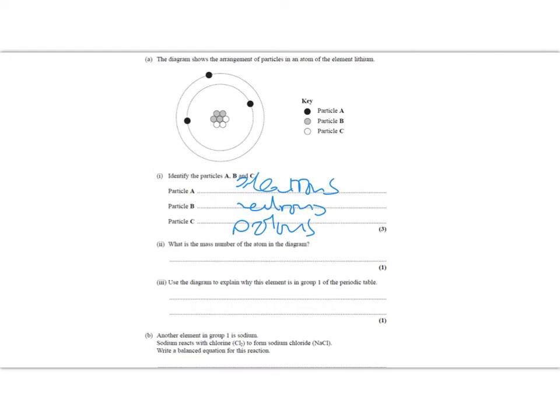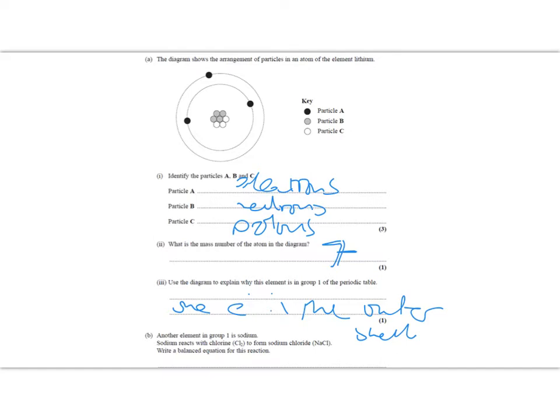What's the mass number of the atom in the diagram? Well, we're looking at the nucleus at this point, so what's in there? We've got 7 particles in there, each of them having an atomic mass of 1, so the answer is 7, and I'll just try and make that look obvious. Use the diagram to explain why this is in group 1: because there is 1 electron in the outer shell. The group number is determined by the number of electrons in the outer shell, and here we've got 1.